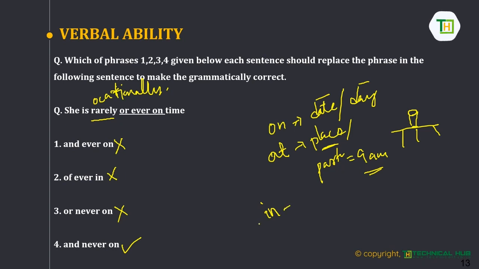In is used when some boundary is there. I'm in the classroom, I'm in the lab. If any enclosed place is there, you can say I am in this. Right.